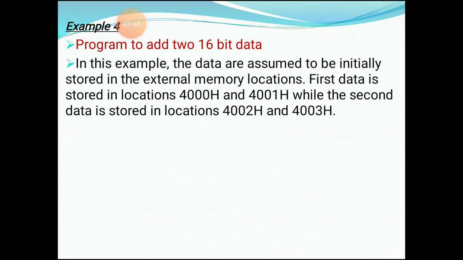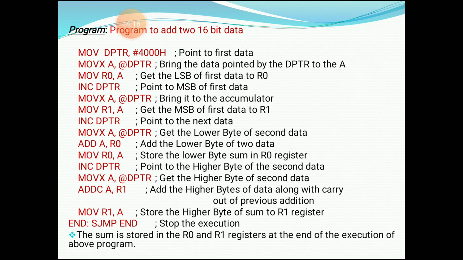Now let us see another program: write a program to perform addition of two 16-bit data. In this example, the data are assumed to be initially stored in external memory locations. The first 16-bit data is stored in memory locations 4000H and 4001H, and the second 16-bit data is stored in the two locations 4002H and 4003H. So this is the program to perform addition of two 16-bit numbers.